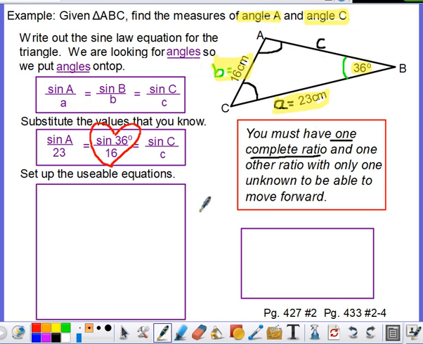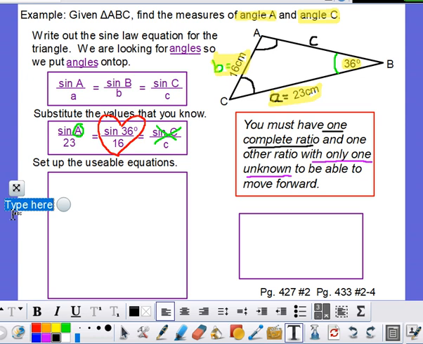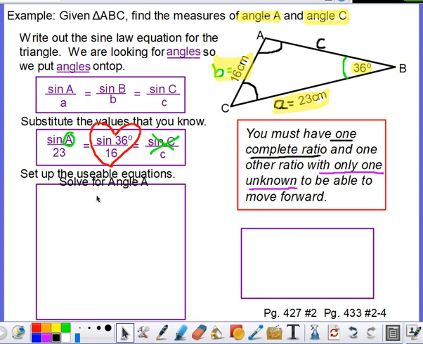We love this one, and we probably saw it coming from the very beginning because we saw angle B and side b. Now, the next part is extremely important here: we need another ratio with only one unknown. If you look at the remaining two ratios, sine C over c has got two unknowns, so we can't actually use that for much here. And if you look at the ratio with A, we have sine A over 23, and that's the only unknown, so we're quite happy about that. So we're going to be able to solve for angle A first. You may want to put a title, solve for angle A, or you could just put capital A, because we know that capital A means angle A.